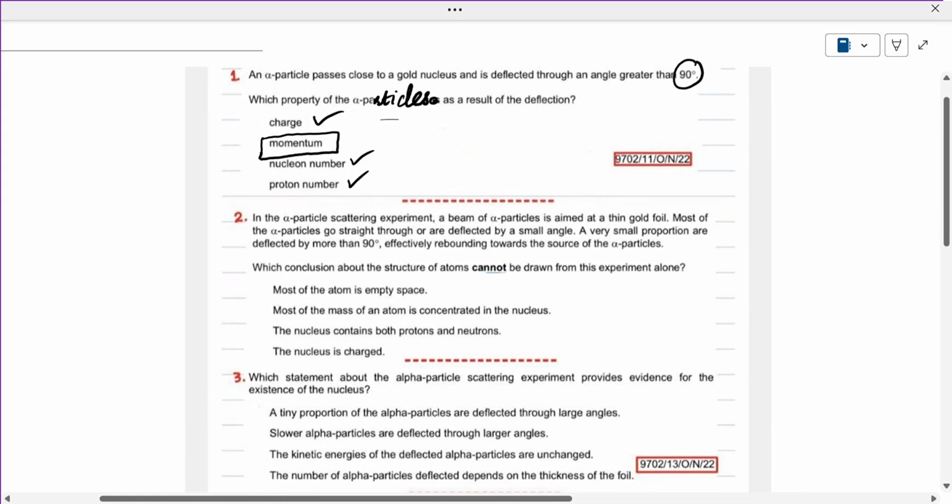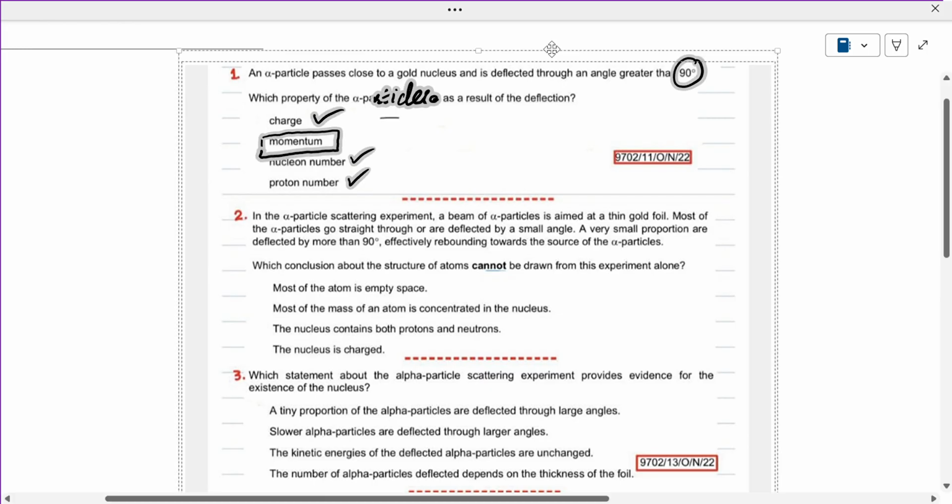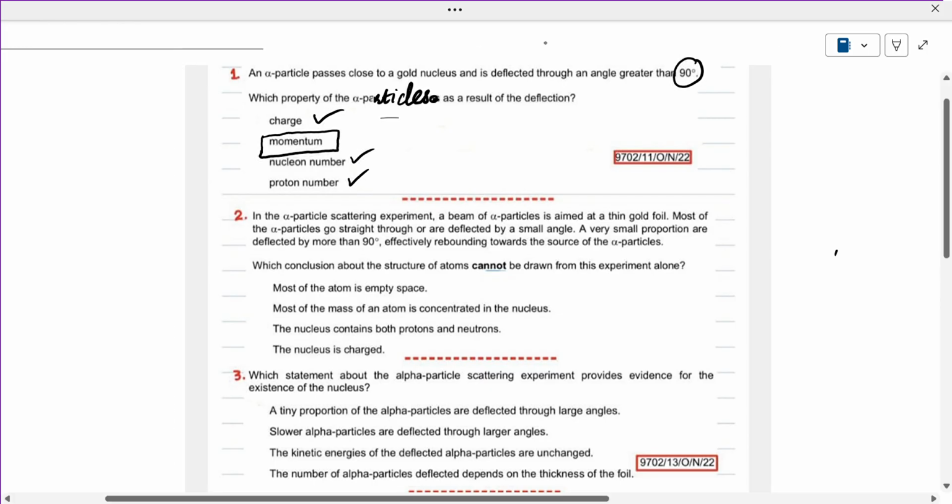In the alpha particle scattering experiment, a beam of alpha particles is aimed at a thin gold foil. Most of the alpha particles go straight through or are deflected by a small angle. A very small portion are deflected by more than 90 degrees, effectively rebounding towards the source, as we already discussed. Which conclusion about the structure of the atom cannot be drawn from the experiment? Here the word cannot is the important point to highlight.